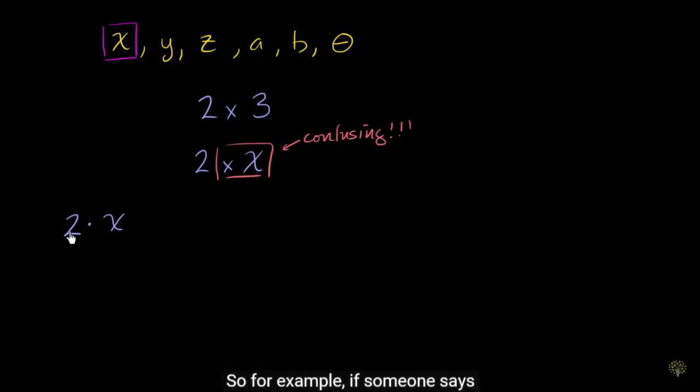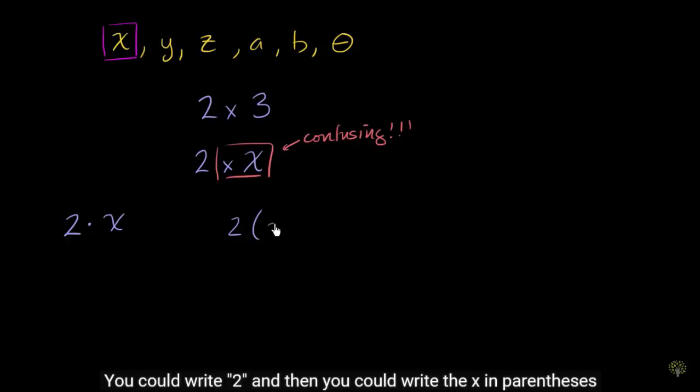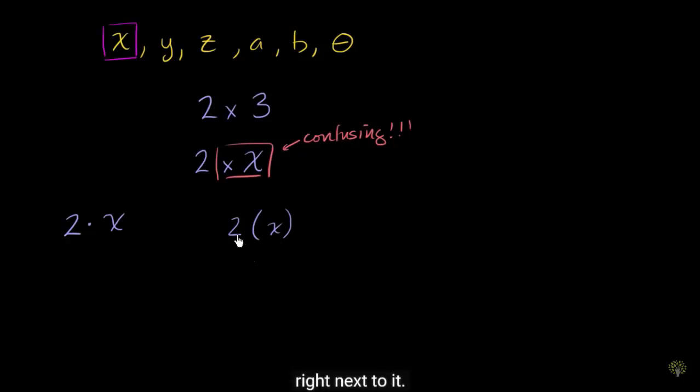So for example, if someone says 2 dot x, what is 2 dot x when x is equal to 3? Well, this would be the same thing as 2 times 3. Another way that you could write it is you could write 2, and then you could write the x in parentheses right next to it. This is also interpreted as 2 times x. Once again, if in this situation x were 7, this would be 2 times 7, or 14. And then the most traditional way of doing it is to just write the x right after the 2. Sometimes this will be read as 2x, but this literally does mean 2 times x.